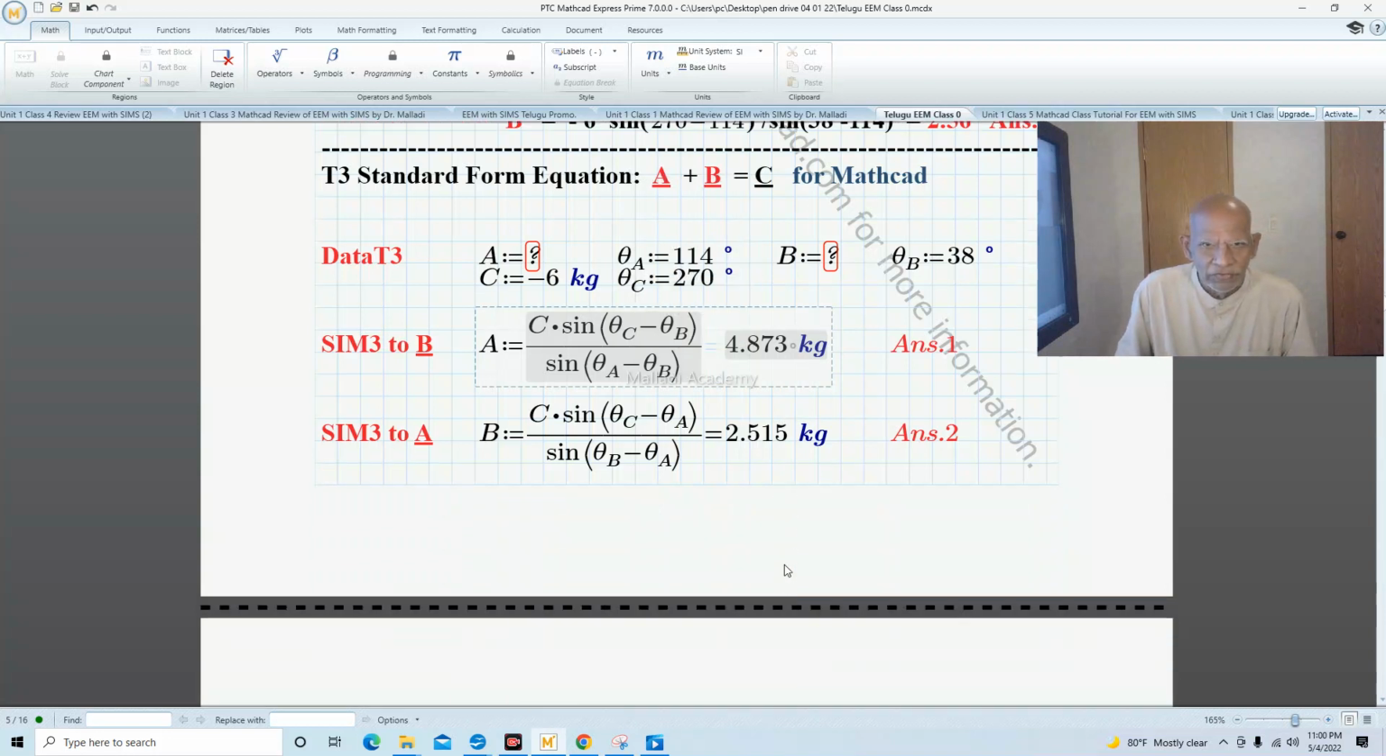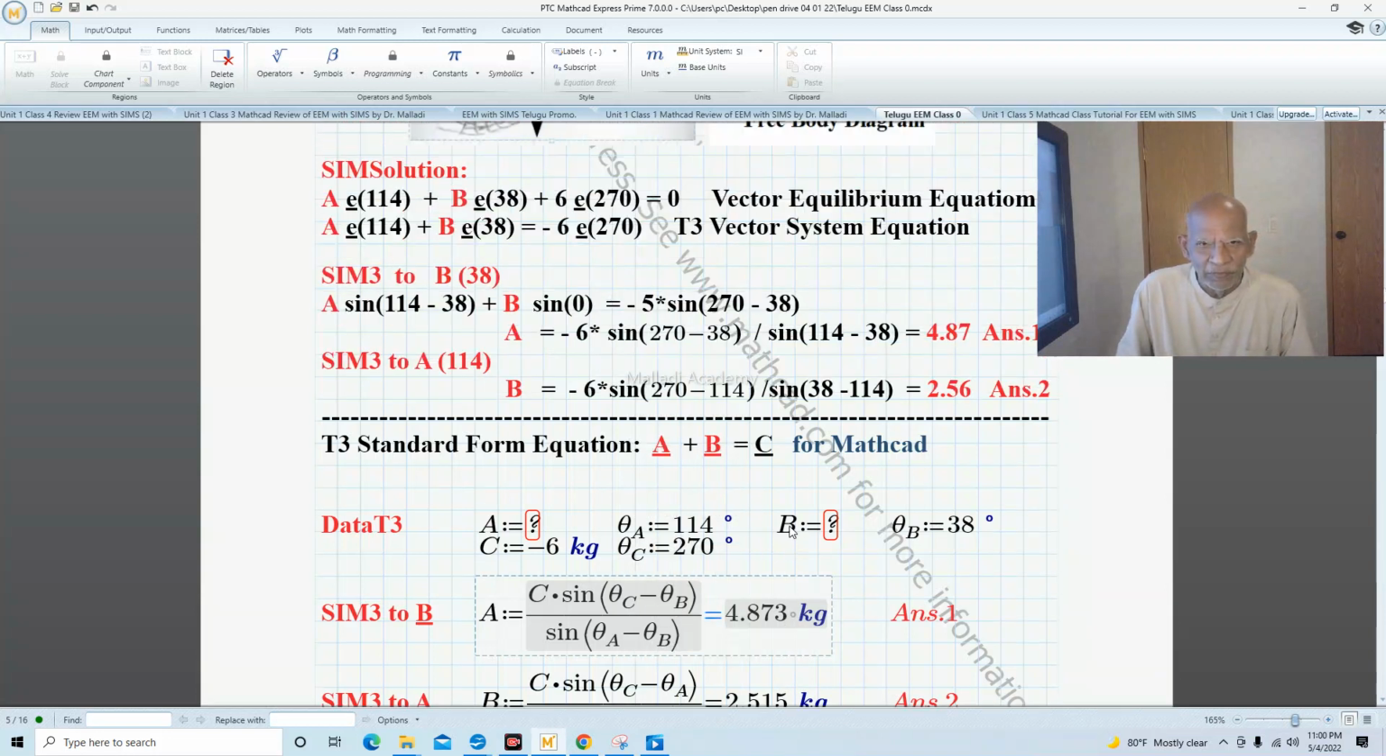Now, we have demonstrated that every problem in the book, or in the class review, will be in both this format as well as this format.